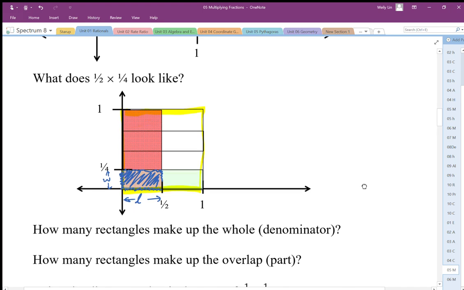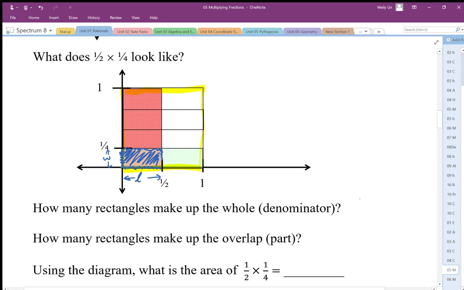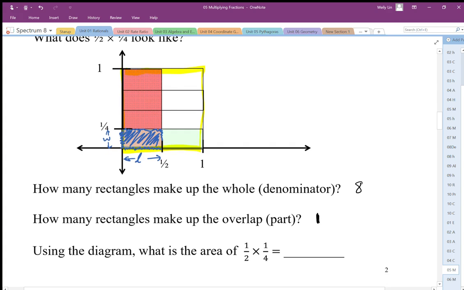How many rectangles make up the whole? There are definitely 8 rectangles that make up the whole. There's only one rectangle, this little one here, that makes up the part that I want, the shaded part, which is the area that I want, which is the actual length and width that I want. From this diagram, it's clear that the answer has to be 1 out of 8. The picture does not lie. 1/4 times 1/2 gives me 1 fraction out of 8 fractions whole.